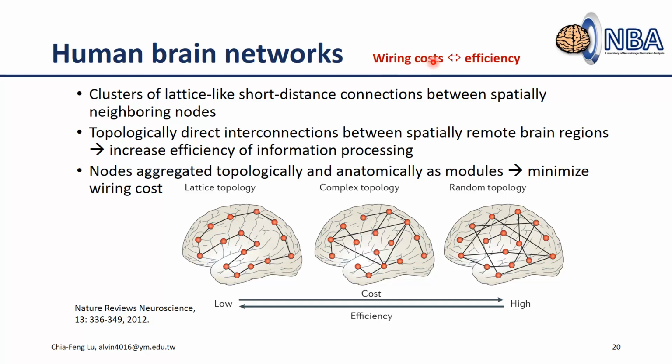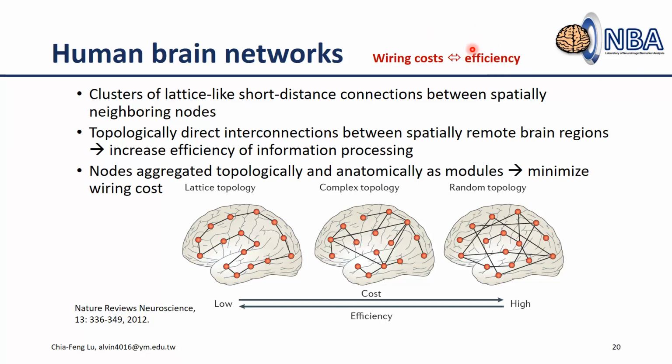We call it wiring cost. Another one is efficiency. If I don't have sufficient fiber connection between brain regions, how can these two brain regions be efficiently connected or efficiently communicate with each other? That would be another problem.